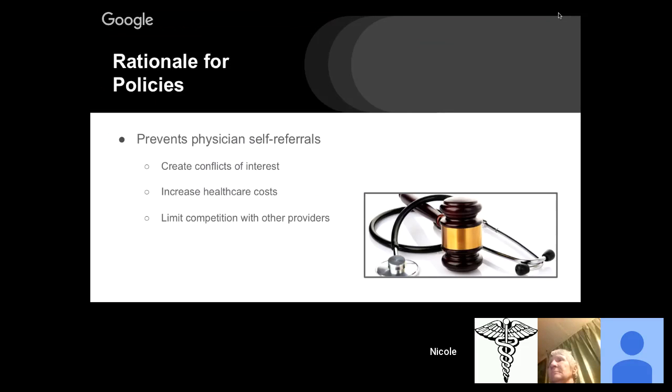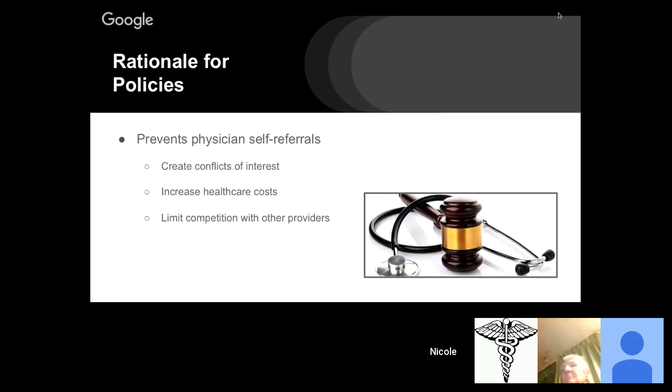And talking about the rationale for the policies, the reasons for having a Stark law include preventing any self-referral in physicians from getting more than necessary. Otherwise, there will be conflicts of interest, increased costs for healthcare, and limited competition.